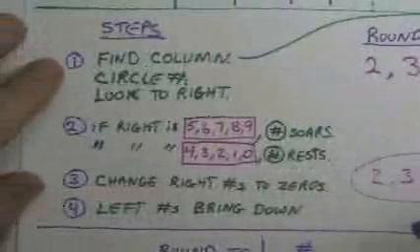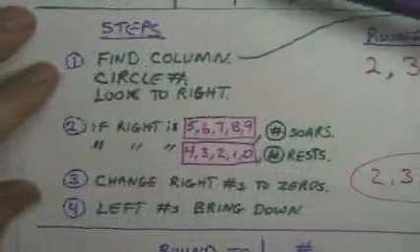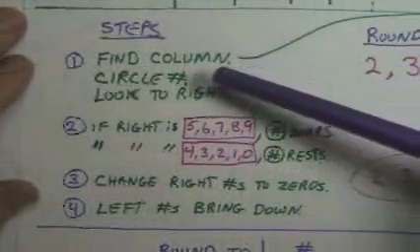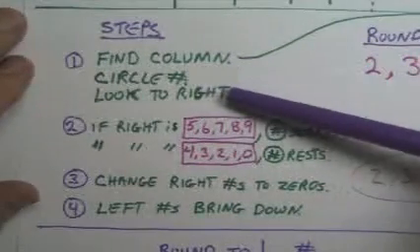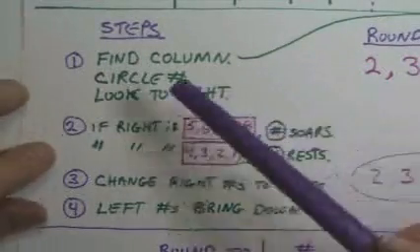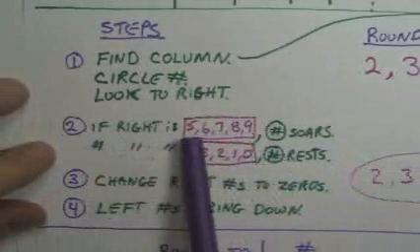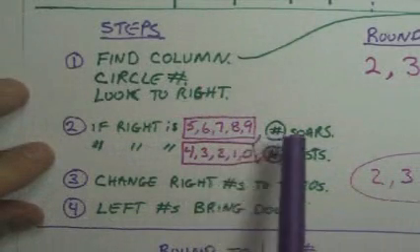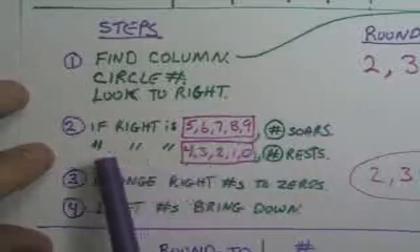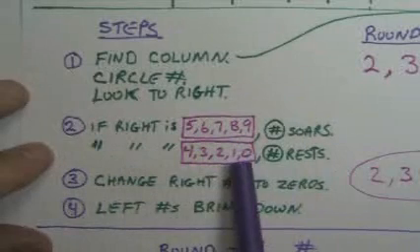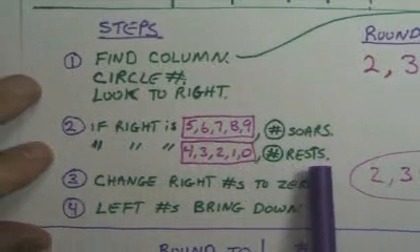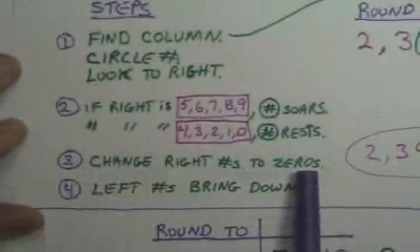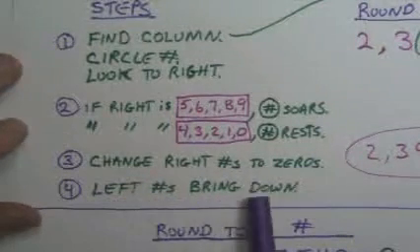Okay, one last time, let's go over the steps. Please say them out loud as I go through this. First of all, we want to find column, circle number, look to right. If right is 5 or more, number soars. If right is 4 or less, number rests. Change right numbers to zeros, left numbers bring down.